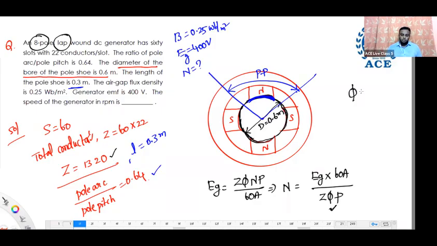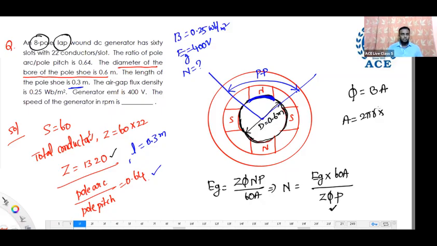What is phi? Flux. What is flux per pole? In terms of flux density B into A, flux density into area of cross section. Area of which cross section? This total bore, whatever the bore of the pole we have drawn, this total surface area you have to find. What is the surface area of the cylinder formula? What is the perimeter of the circle? Perimeter of circle, 2 pi r. If you multiply perimeter with length, you will get the total surface area.